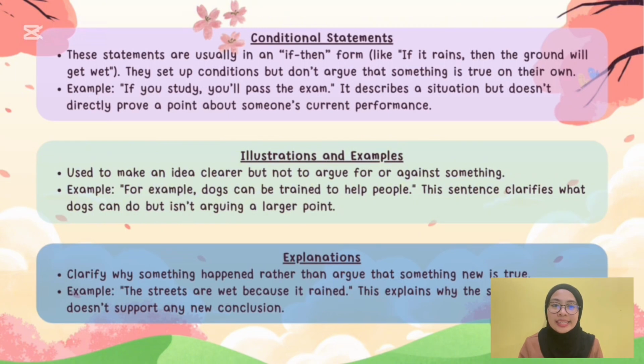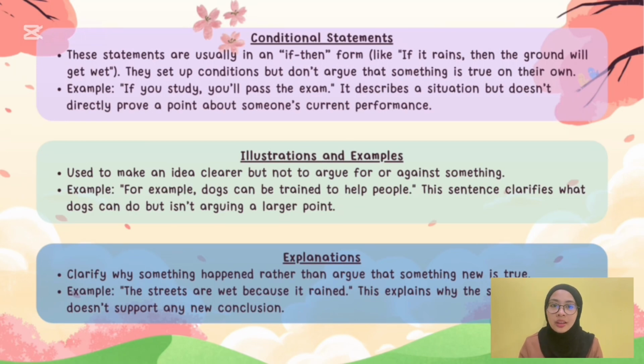The next one is illustrations and examples. Illustrations and examples are used to make an idea clearer, not to argue for or against something. For example, dogs can be trained to help people. This sentence clarifies what dogs can do, but isn't arguing a larger point. So illustrations and examples are used to make an idea easier to understand, but they don't try to prove something right or wrong.